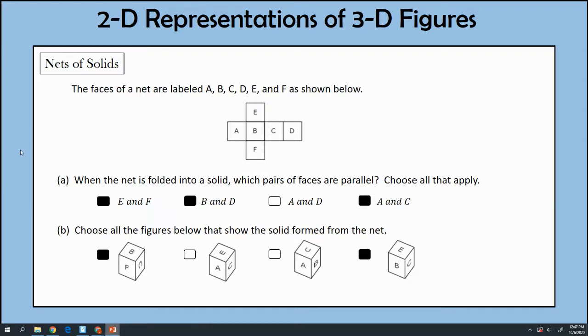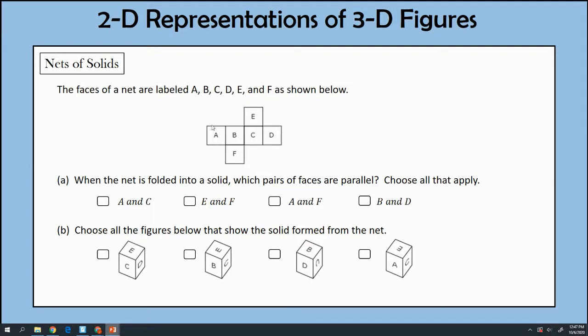All right. So another one like this, A, B, C, D. It's the same net concept, but they've moved the E over to here. Okay. So when we fold this into a solid, which sides are parallel? If they share an edge, they're not parallel. A and C do not share an edge, so those two will be parallel.